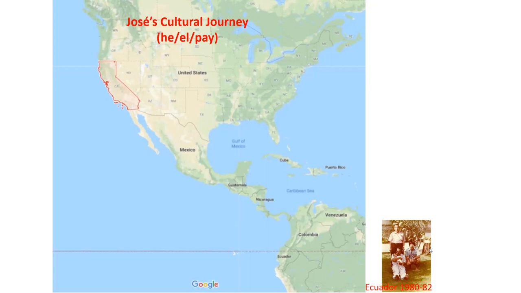So anyways, I was born in Ecuador, and at age 2, my dad got into grad school in Ann Arbor, Michigan. And so we moved to Ann Arbor for a couple of years there. This is me, my sister, and my dad in Ann Arbor. After 2 years, he finished his program. We went back.